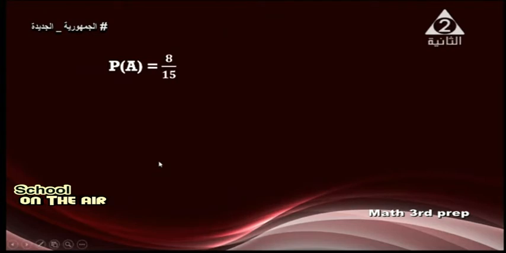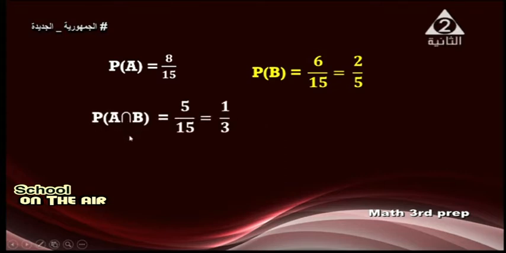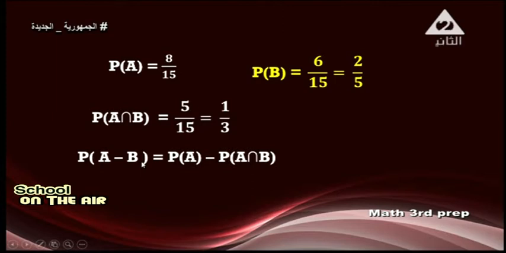First, P of A: the number of elements of A is 8, so 8 divided by 15. P of B equals 6 divided by 15. Then P of A intersecting B: you will find 5 numbers common between the event A and B, so 5 over 15 equals 1/3 in simplest form. To get P of A difference B, our rule is P of A difference B equals P of A minus P of A intersecting B, equals 8 over 15 minus 1/3 equals 1/5.